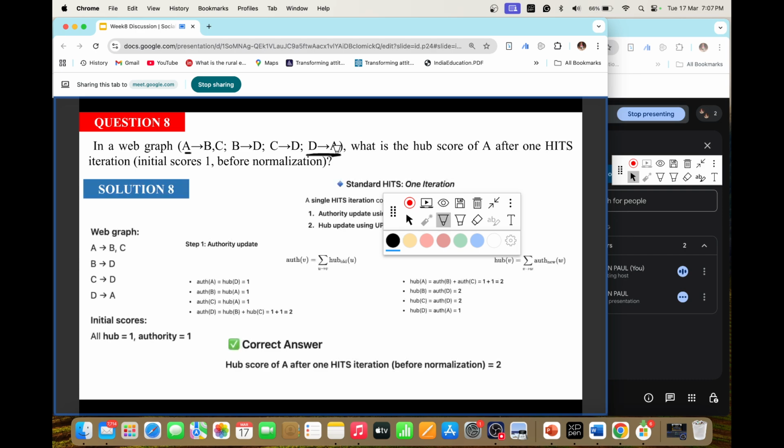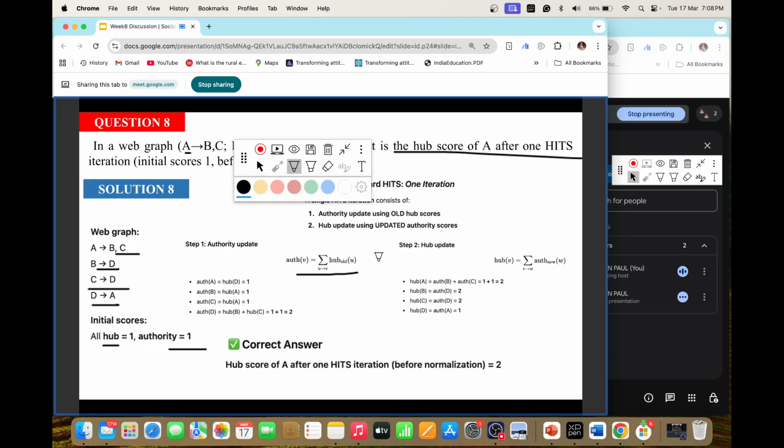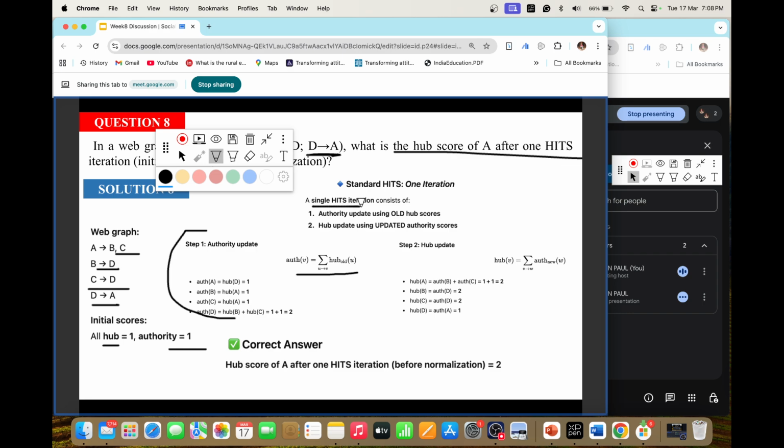What is the hub score after one iteration? The authority score will be given by the sum of the hub scores. A follows B and C, B follows D, C follows D, and D follows A. All hubs equal 1 and all authorities equal 1. So step 1, we have to do the hub update. First we will start with the authority. In a single HITS iteration, authority is updated using the old hub scores, and hub is updated using the updated authority scores. So first we have to update the authority.